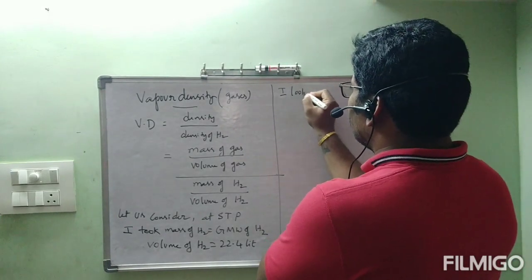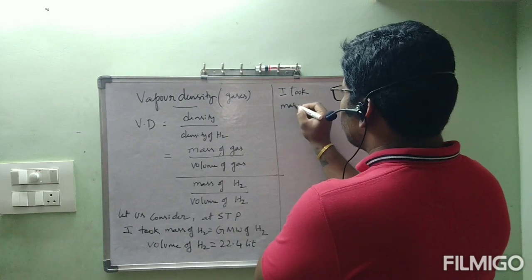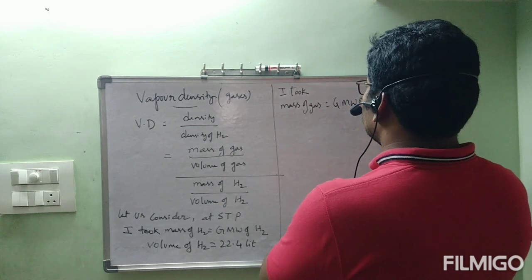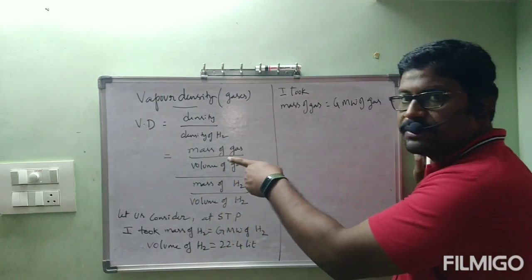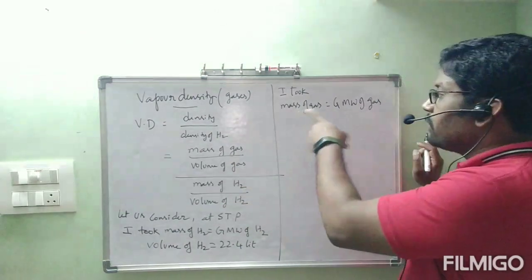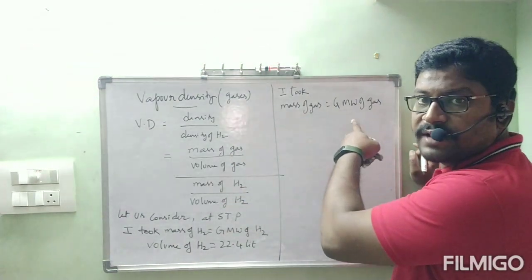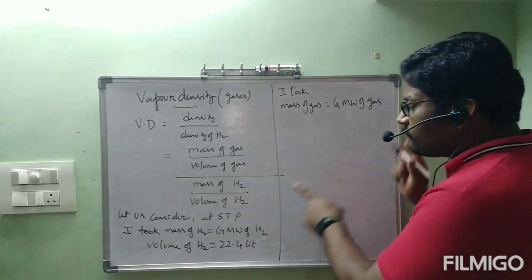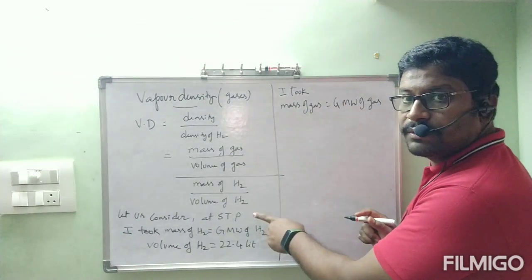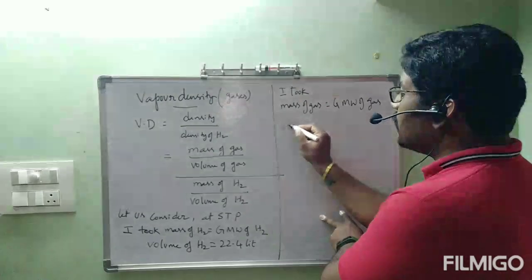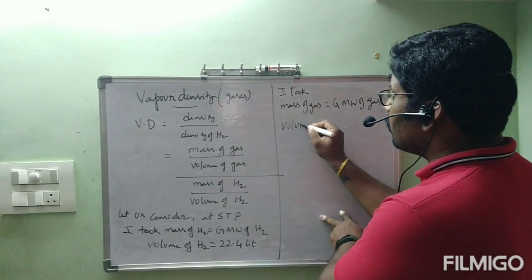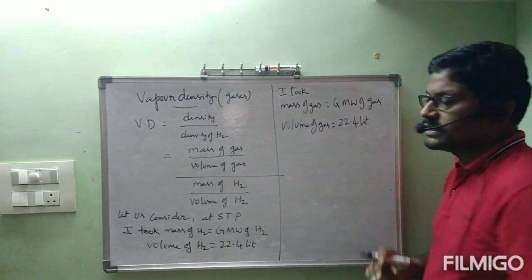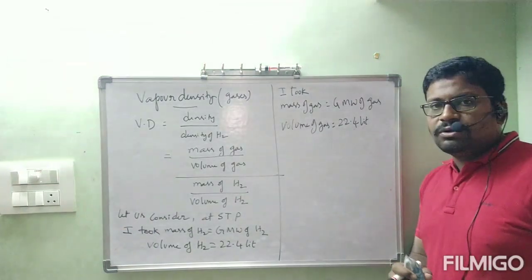I took mass of gas is equal to gram molecular mass of gas. Any unknown gas is the numerator, and H2 is the denominator. Mass of gas is equal to gram molecular weight of gas, that is nothing but 1 mole. Same like here, 1 mole of gas at STP occupies 22.4 liters only. So volume of gas also is 22.4 liters.